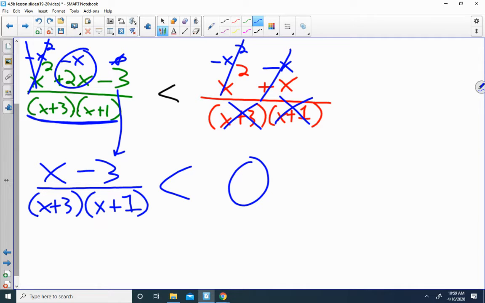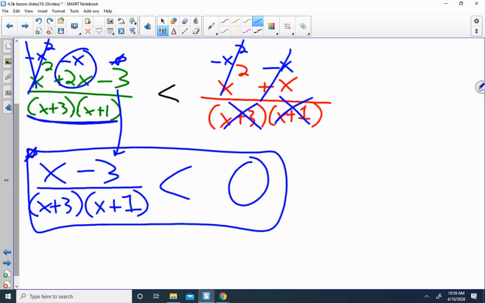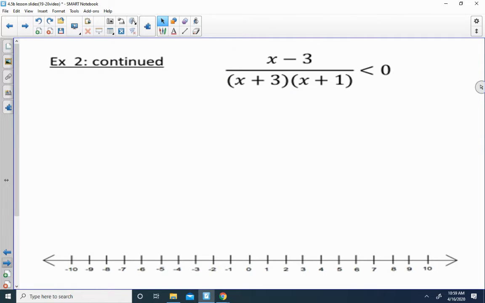And there we go. We finally have one rational expression on one side and 0 on the other. Now we can use this to do our normal routine. And you'll see on the next slide, I have exactly that function: x minus 3 all over x plus 3, x minus 1. So now let's just do our old routine. Take the top, set it equal to 0, and then take the bottom, set it equal to 0.